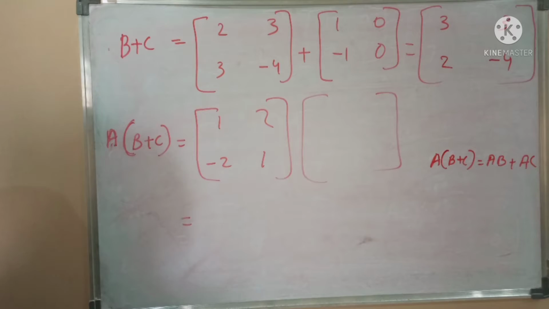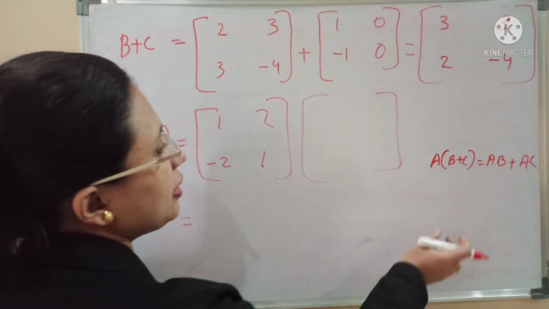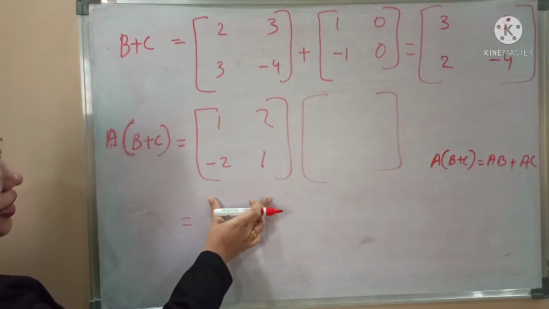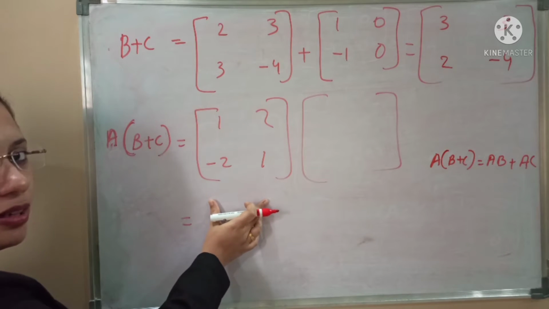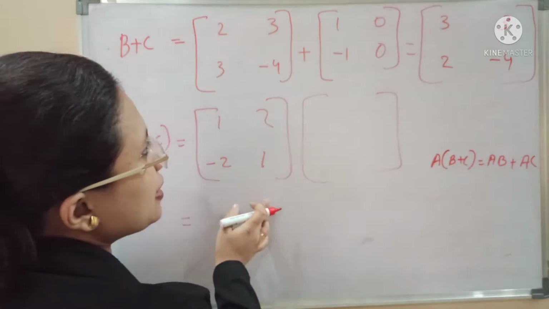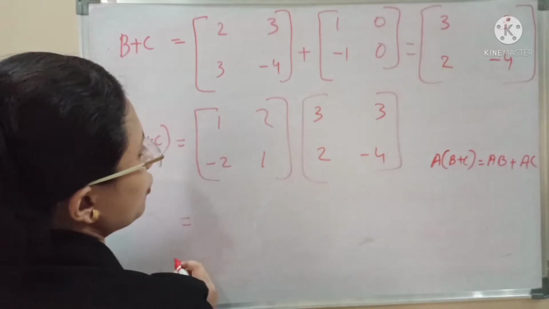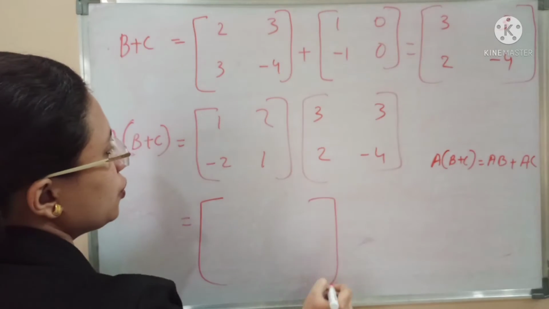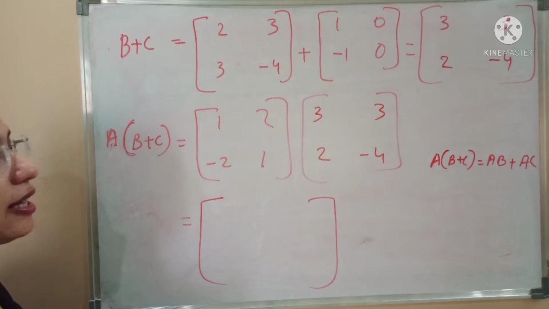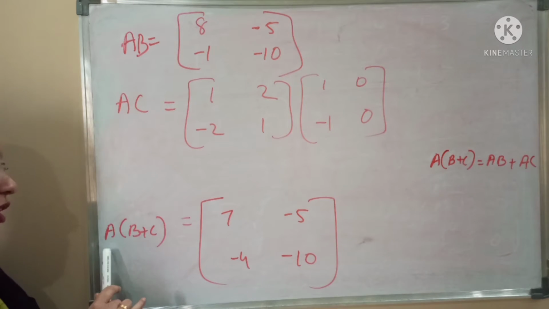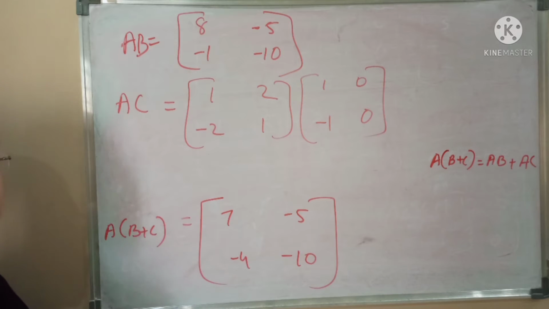So we added B and C. Next multiply B plus C with matrix A. So this is the matrix A which is in the question. Now B plus C matrix is 3, 3, 2, minus 4. Okay, so just multiply these two matrices and find out the answer. A into B plus C is the matrix 7, minus 5, minus 4, minus 10. We have multiplied A with B plus C matrix.